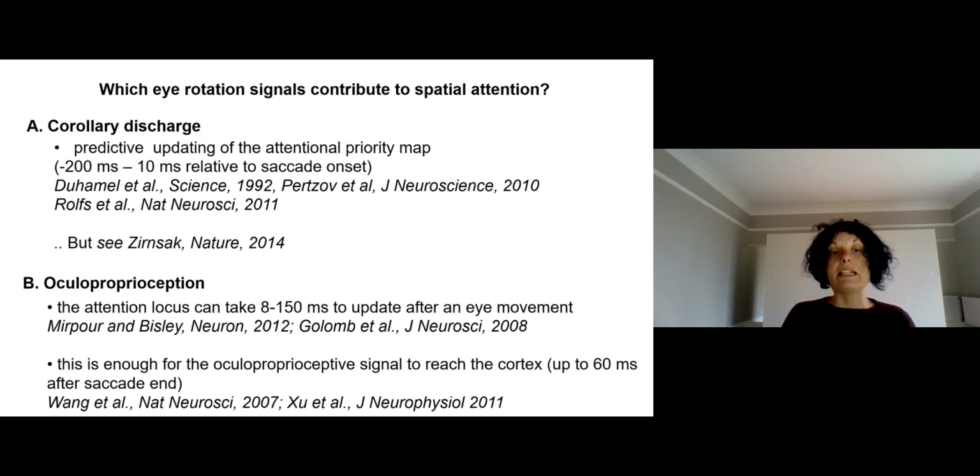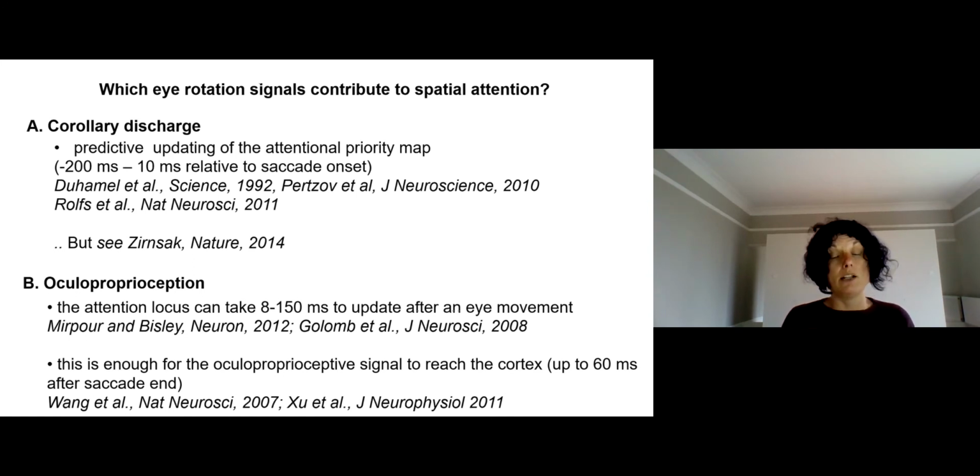Until relatively recently, it has been thought that this update takes place before the eyes actually have moved. So it's predictive, and because of that, it was unlikely that ocular proprioception had any contribution, and it was thought that the corollary discharge is the gaze direction signal that is important for updating the attentional priority map.